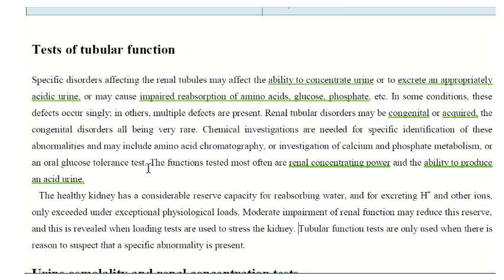و tubular function tests are only used when there is a reason to suspect that a specific abnormality is present. إذن وتستخدم اختبارات tubular function tests فقط عندما يكون هناك سبب للشك في وجود specific abnormality.